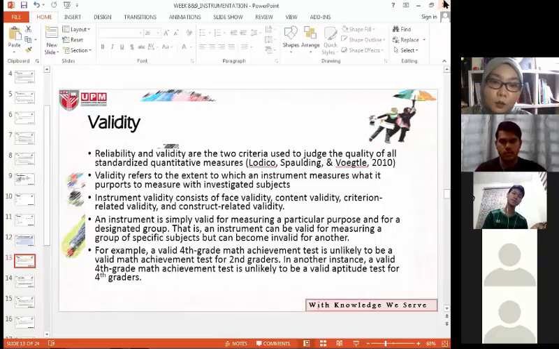I also provide one column for source. Source means referring to which author you refer to when you get that particular instrument. Each variable should have its own instrument. So that is the column that you all have to fill in.